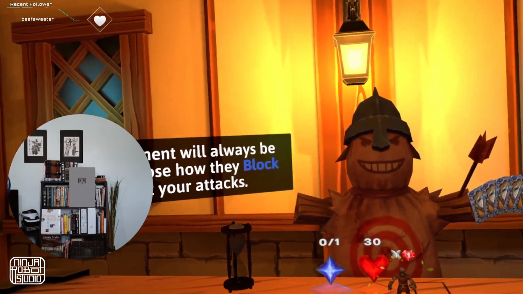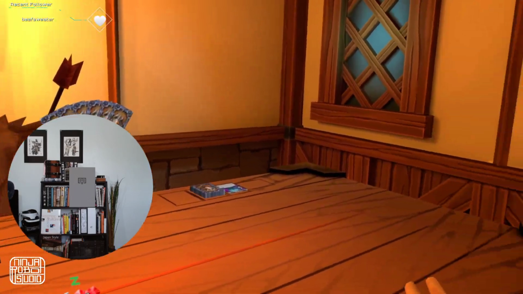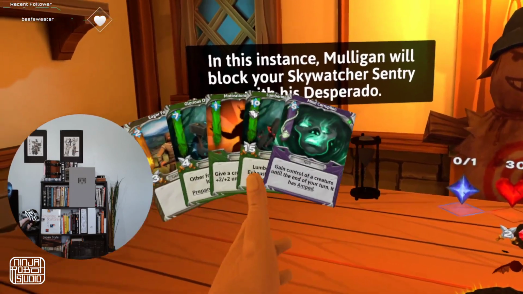That animation's a little weird. It's kind of jarring because I let go of it and then all of a sudden it flies. Your opponent will always be able to choose how they block against your attacks. In this instance, Mulligan will block your Skywatcher Sentry with his Desperado.